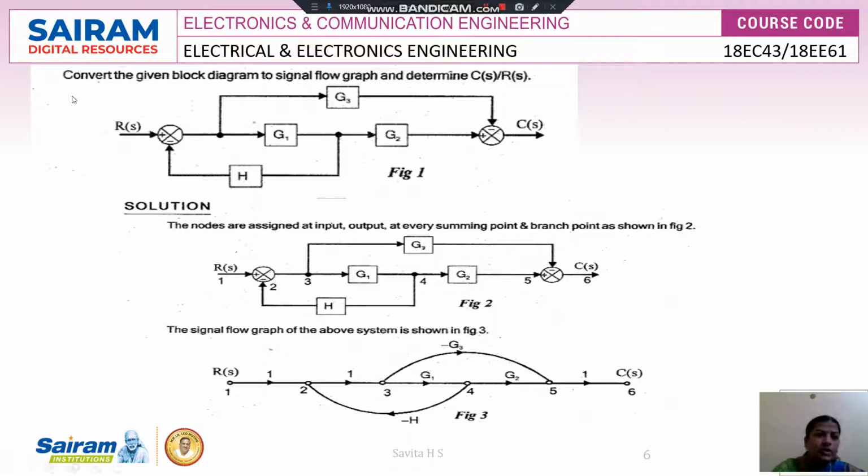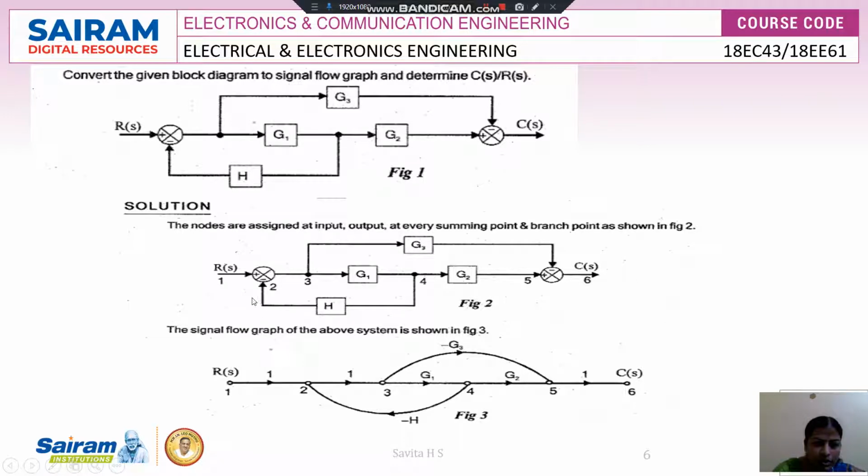Now we'll see how to convert the block diagram to the signal flow graph and determine the transfer function. So this is the block diagram given. Now we'll mark the points here. Here it is, we'll mark it as 1. The summing point we'll take as 2, branch point 3, again branch point 4, and again branch point 5, and the output is 6. Same thing we'll mark here: first the 1, 2, 3, 4, 5, 6 points.